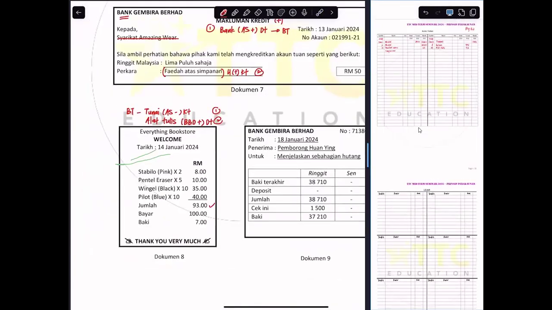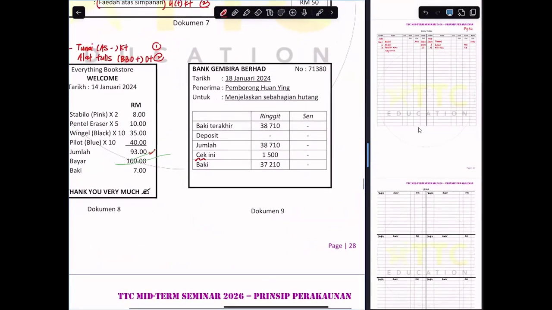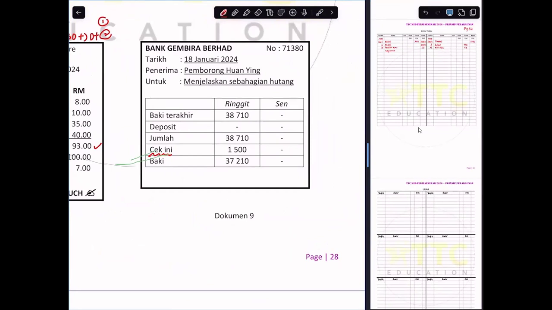Okay, the next one is keratan check again. This one we get familiar already. We saw in the first document already. So I ran through it quickly lah. Whenever see keratan check, check ini. First account always be bank. Bank is AS. Keratan check, that means you tear off your check and give it to someone else. That means you're paying money. Money is getting lesser. So credit.